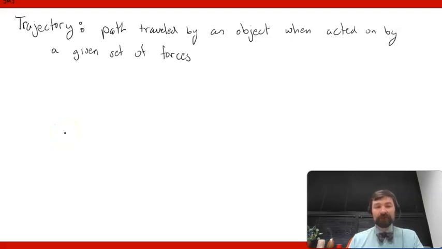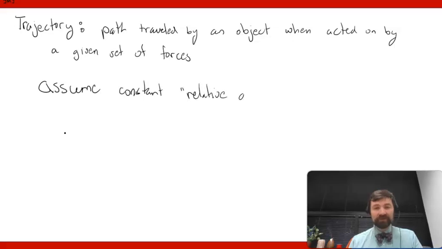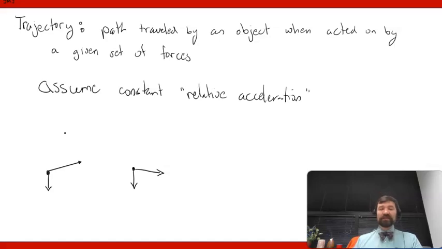So we'll kind of assume constant acceleration, or constant, we could call it relative acceleration. And so what that would mean is, if I have an object that is moving in this direction and the acceleration happens to be like this, one version of constant acceleration might be that sometime later the object is now moving in this direction and the acceleration is still straight down like this. So that would be like one version.